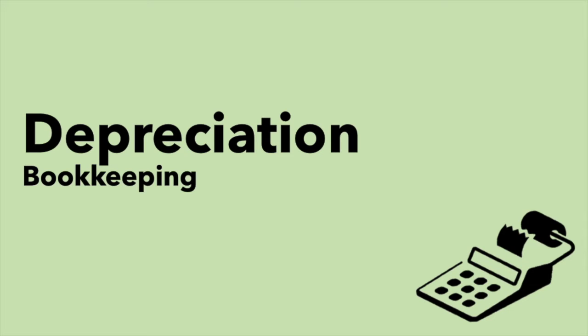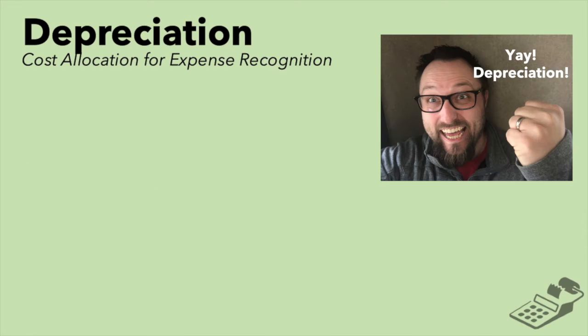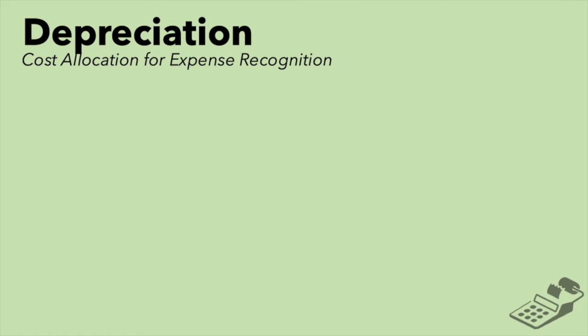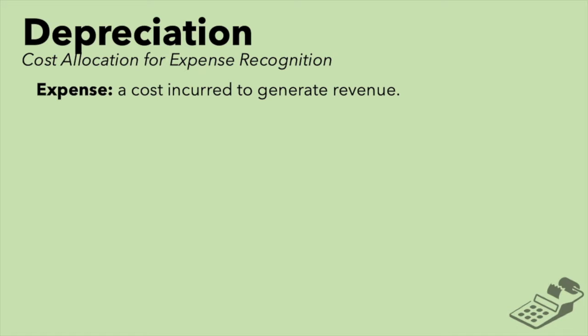This video is going to be about depreciation. Depreciation is cost allocation for expense recognition. When we talk about expenses, we're talking about costs that we incur in order to generate revenue. Most of the time, expenses are things like salaries and utilities and things like that. But depreciation is also an expense.